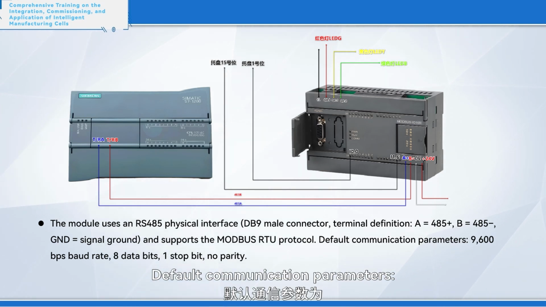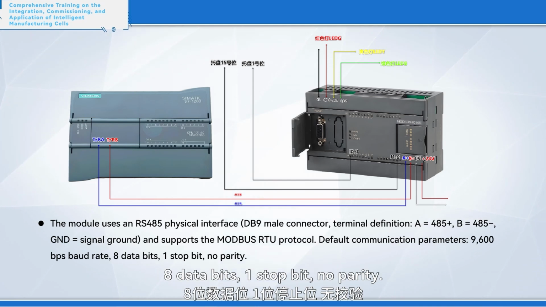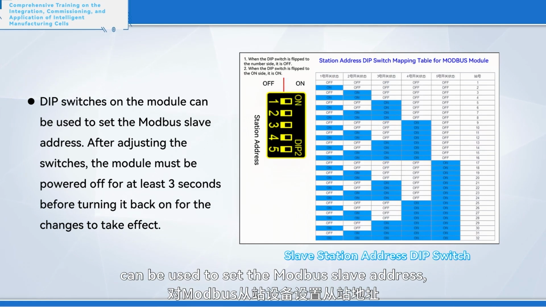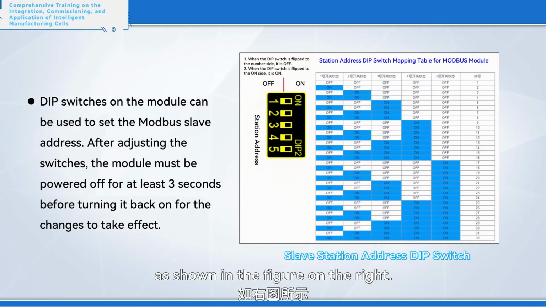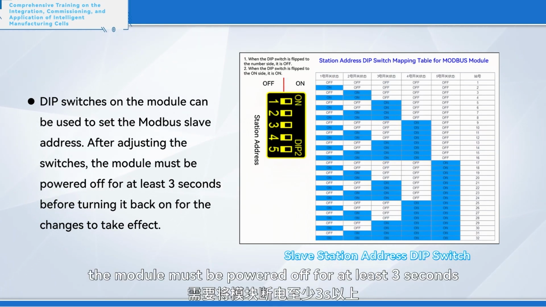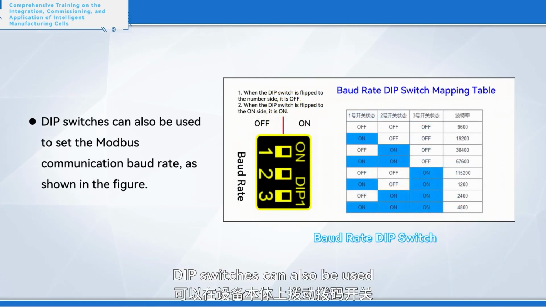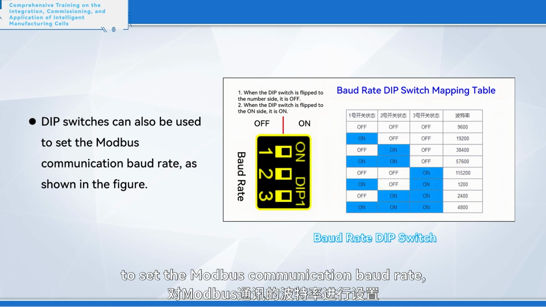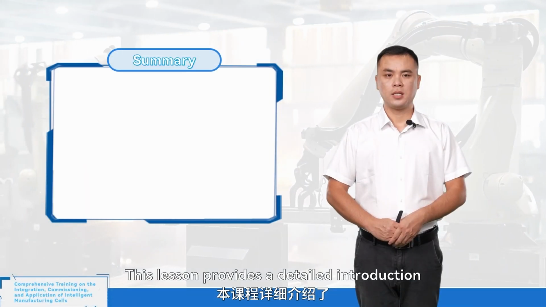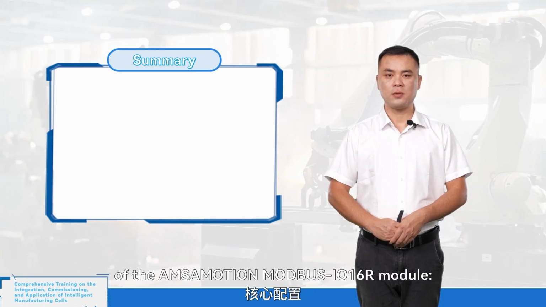Default communication parameters: 9600 bits per second baud rate, 8 data bits, 1 stop bit, no parity. DIP switches on the module can be used to set the Modbus slave address, as shown in the figure on the right. After adjusting the switches, the module must be powered off for at least 3 seconds before turning it back on for the changes to take effect. DIP switches can also be used to set the Modbus communication baud rate, as shown in the figure on the right. This lesson provides a detailed introduction to the core configuration of the AMSAMOTION Modbus IO16R module.